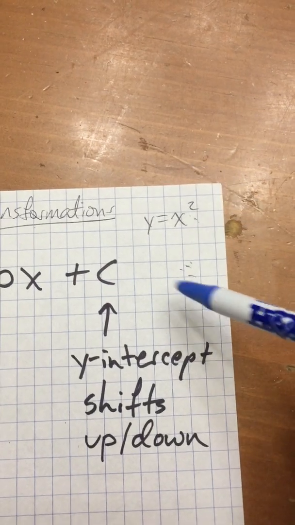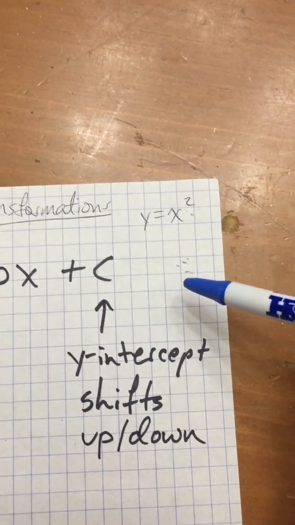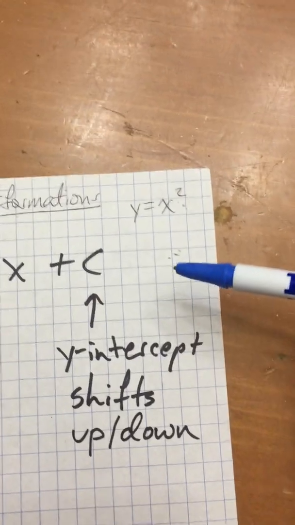Did it shift up, shift down? Did it get left or right? Did it get wider? Did it get skinnier? Or did several things happen, right? Sometimes it's more than one thing that happens.